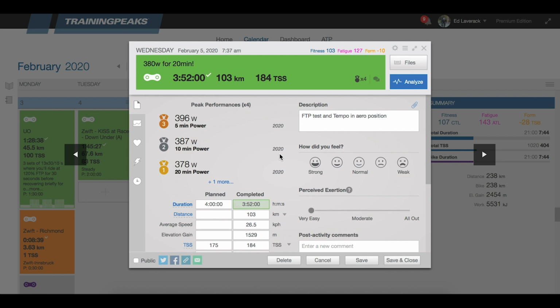We have another commentary, only this time it's of my new power PB for this year at least. Right off the bat, yes, I did a new 20-minute power today. I went out to test it. Plus, this 20-minute power equals my best 20-minute power of 2018. So let that sink in for a second.